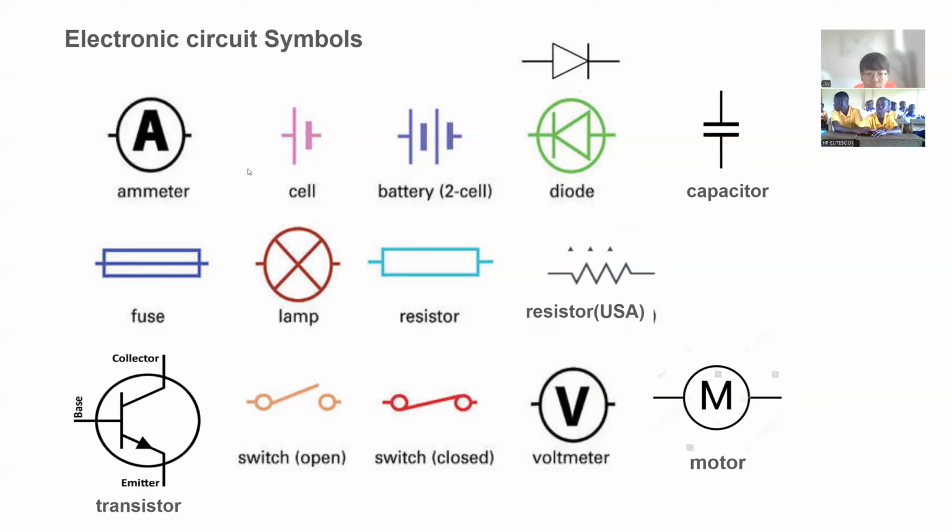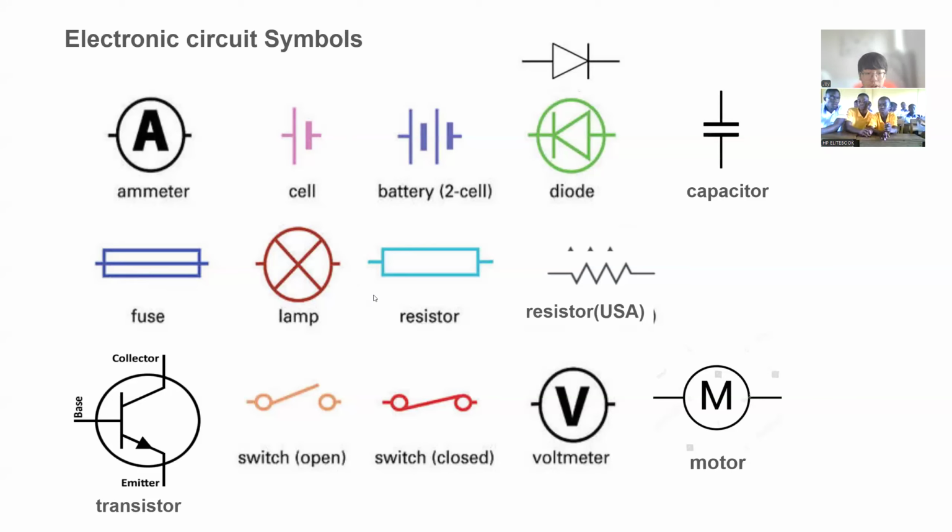Way more frequent than the other ones. So this is a cell. This represents the cell. And if there are two cells, then it is a battery. It's basically two of this one. And this is an example of a diode. This is an example of a capacitor. This is a fuse. If you see this, this is a lamp. It's where maybe the amount of electric current can be measured by how bright the lamp shines.